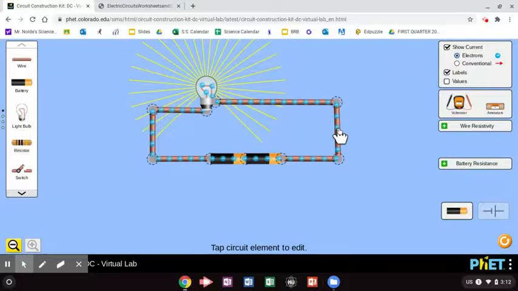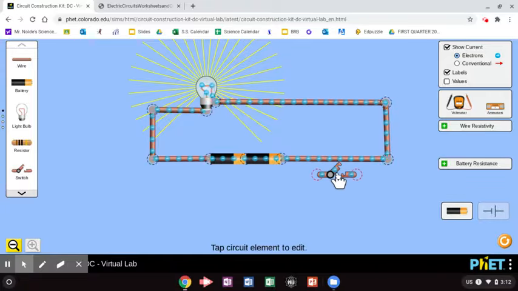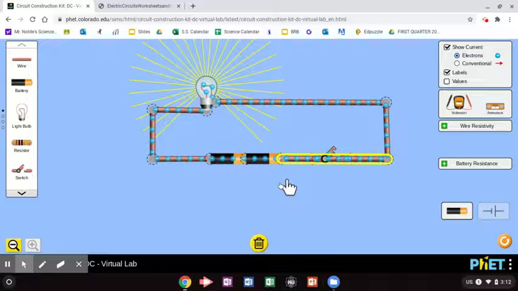All right, now remember, you do not need a switch in your circuit. It's not a basic part. It's not something that we have to have, but we often like to add them to change it up a little bit.